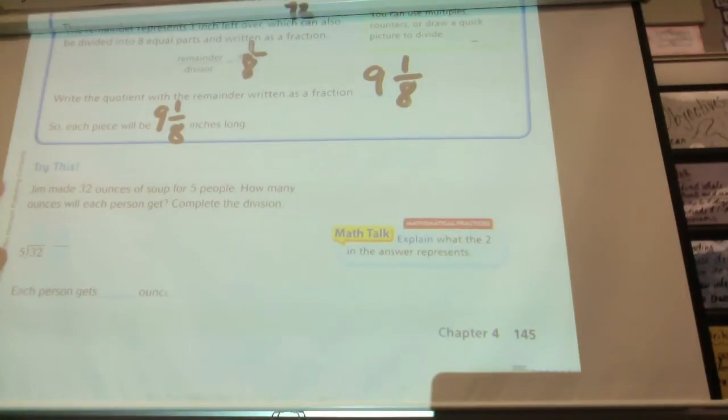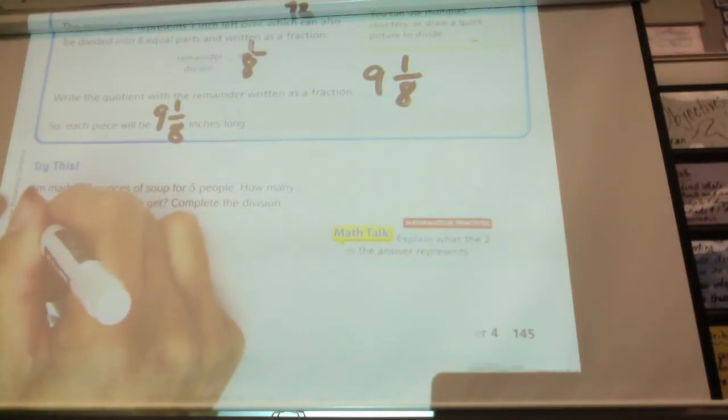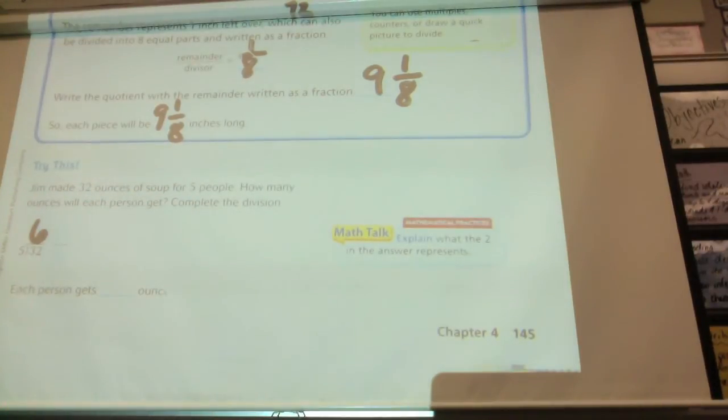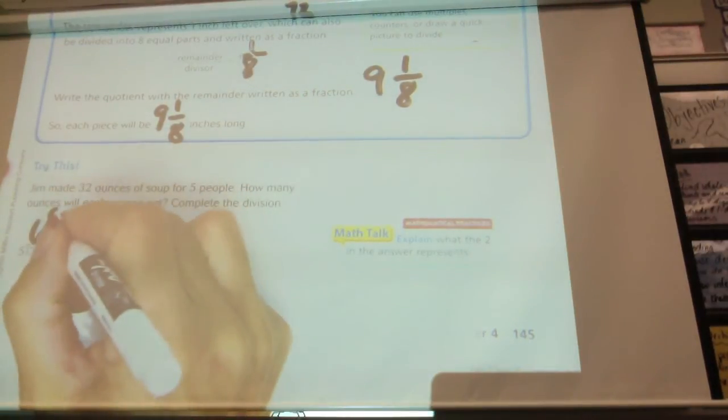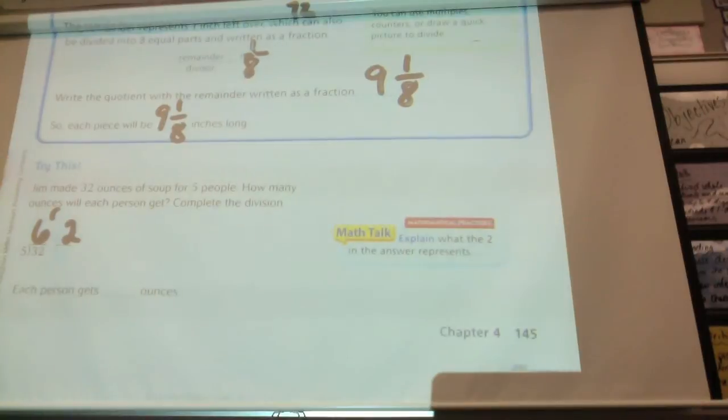First, what's the quotient? Not the remainder, but just the quotient. 32 divided by 5. What is the quotient? How many times can you get 5 into 32? Okay, what'd you guys get? 6. Thank you for not saying a remainder. Okay, now, what is the remainder? 2. I'm going to put my R up here. Remainder, 2.